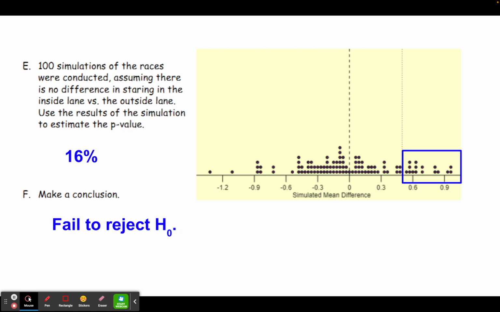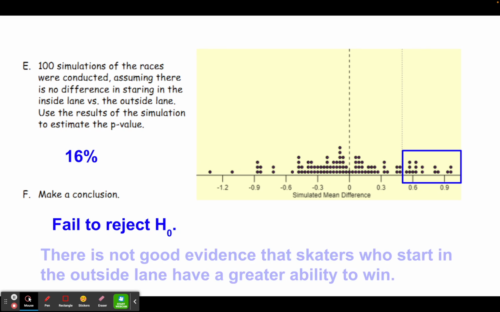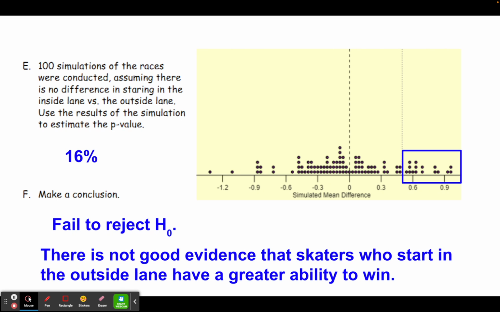And that's what we probably would hope would happen in this case, because failing to reject the null hypothesis means that there is not good evidence that the skaters who start in the outside lane have a greater ability to win. In other words, we've shown that the race is basically fair, and no matter where you start, inner or outer lane, you're going to have the same ability to win the race.